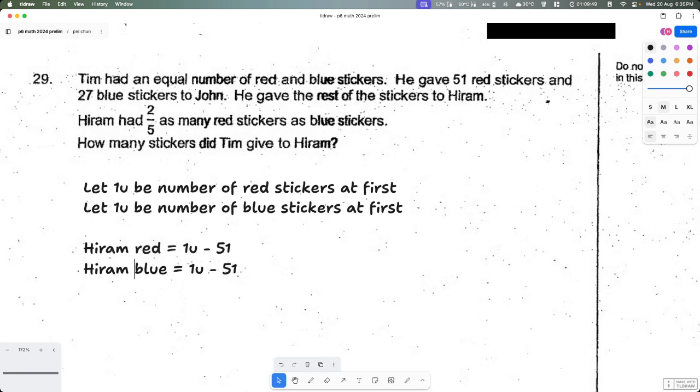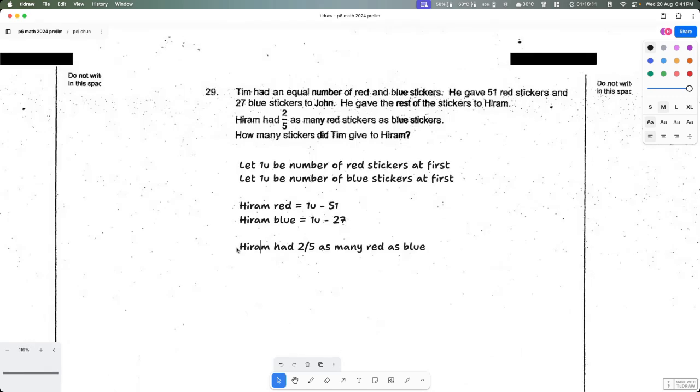Okay, so blue. Okay, it's blue. So that means when I say Hiram had 2/5 as many red as blue, red is equal to 2/5 of blue, right? In this case over here. So if you were to multiply, it's like 5 red is equal to 2 blue instead.